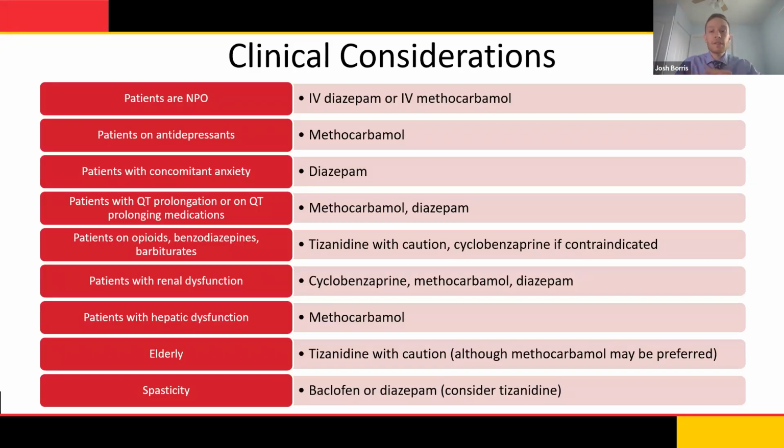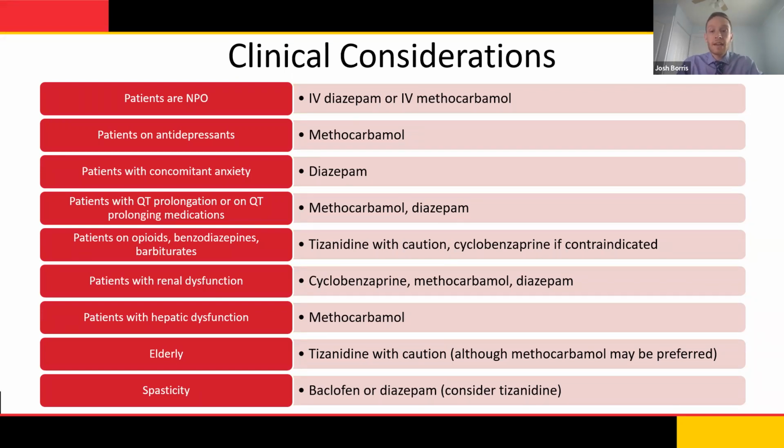So for some clinical considerations, I just put this on here to briefly run through, but these are things that I think about for specific patient scenarios where I would choose these specific agents. For patients that are NPO, we have good options, and it depends on the institution, about IV diazepam or IV orphenadrine. I've noticed that IV orphenadrine is not at too many institutions, but it's been very helpful at the institutions that I've seen it used.